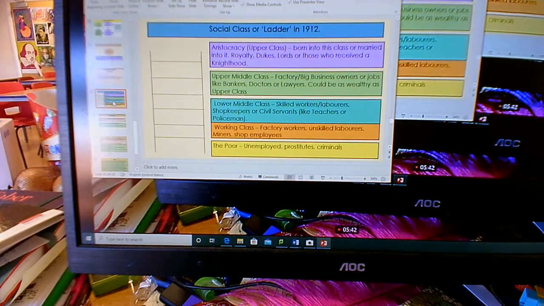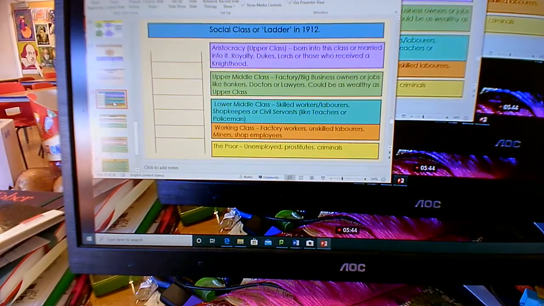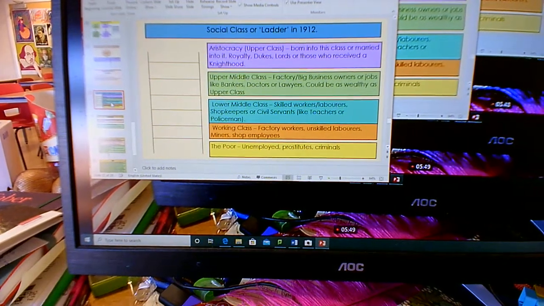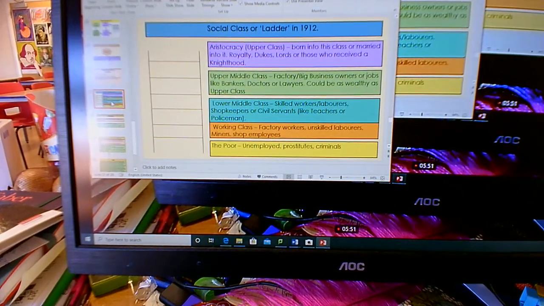But even if they had all of this money, they still did not have the status of the aristocracy. And that's very, very relevant to the Birling family that we're about to meet when we start reading the play.